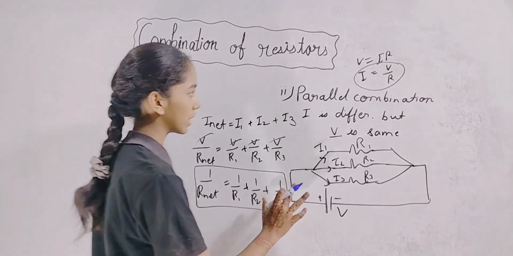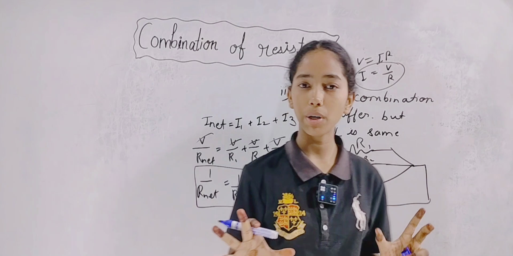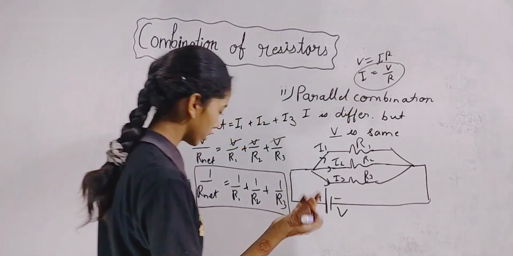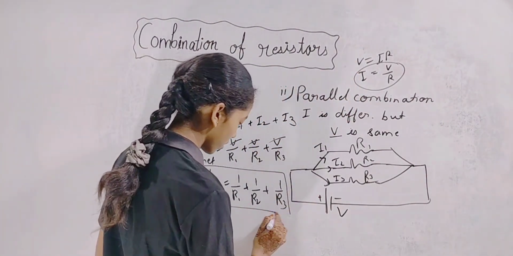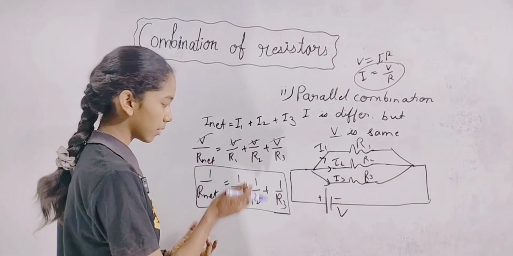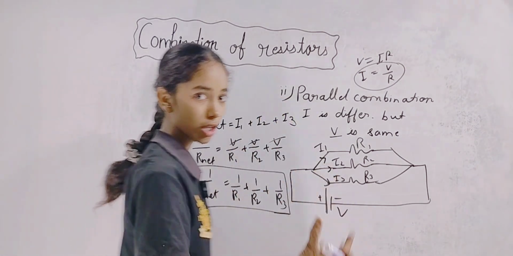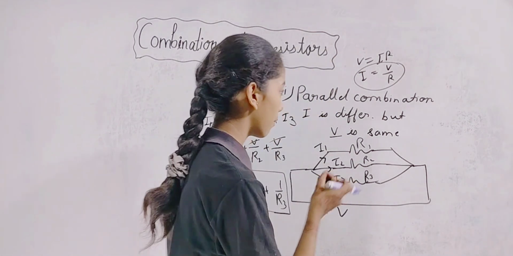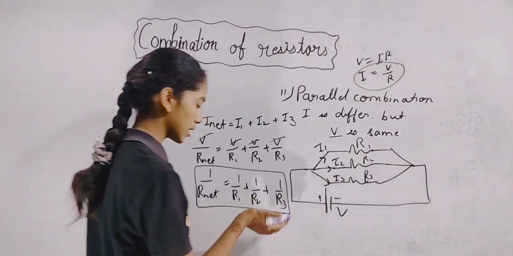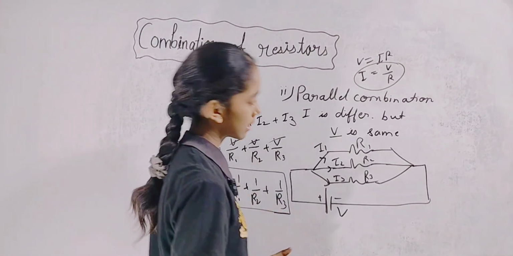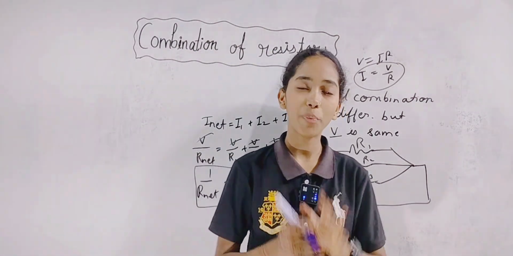This is a very simple topic. If you practice more and more, then you get perfect. So we get this formula. In series combination the resistance increases, but in parallel combination the resistance decreases, as you can see here. I hope this topic is very clear.